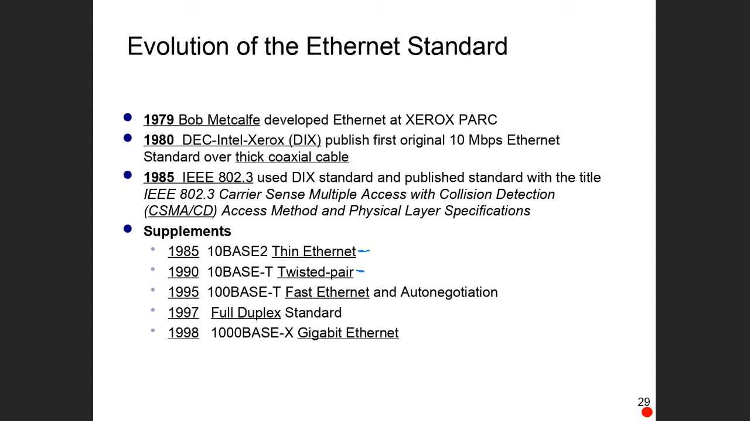It's much easier than the coaxial cable. In 1995, fast Ethernet appeared on the scene. In 1997, we had the full duplex standard, and in 1998, you can tell this is an old chart, it ends in 1998, we got gigabit speed Ethernet.